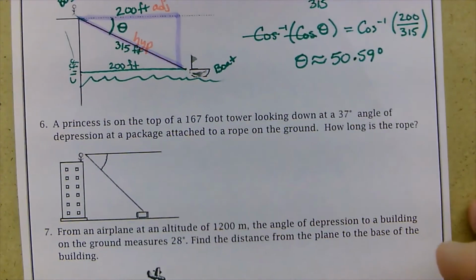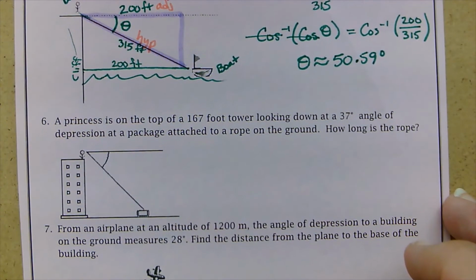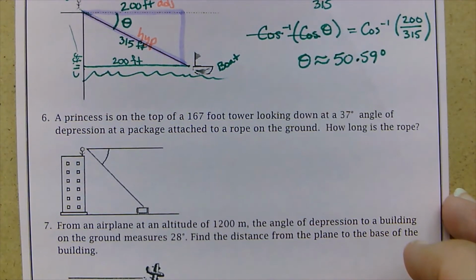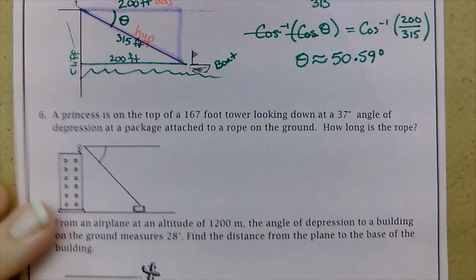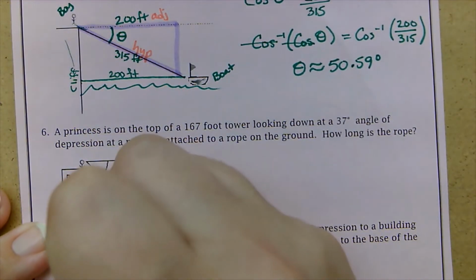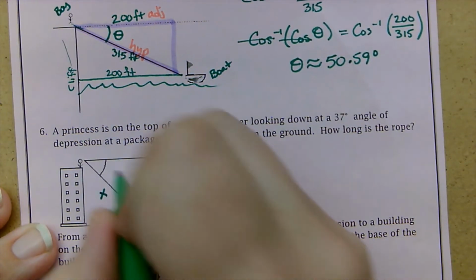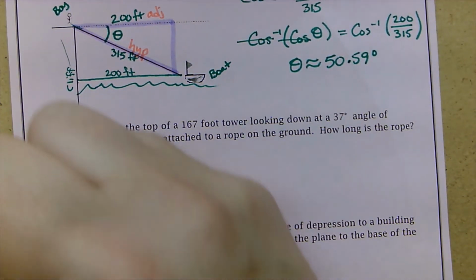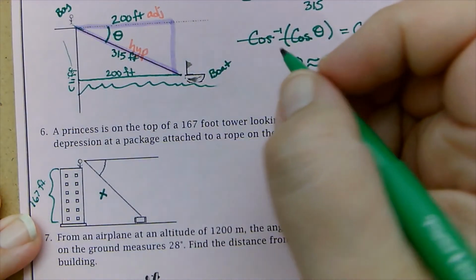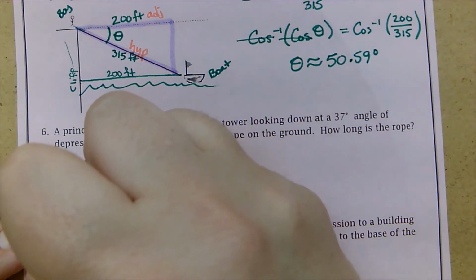All right, number 6. A princess is on top of a 167-foot tower looking down at a 37-degree angle of depression at a package attached to a rope on the ground. How long is the rope? So if I'm looking at her here, this package is attached to a rope. I'm guessing this is the rope from here to here. She is standing on a 167-foot tower, so that's this. She's got an angle of depression of 37 degrees, so that's here.